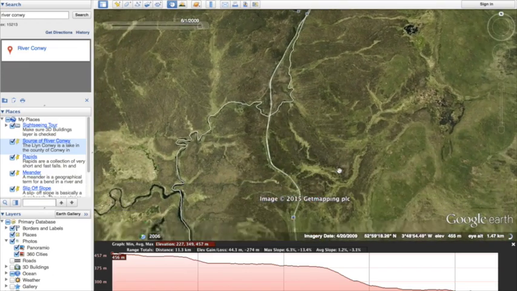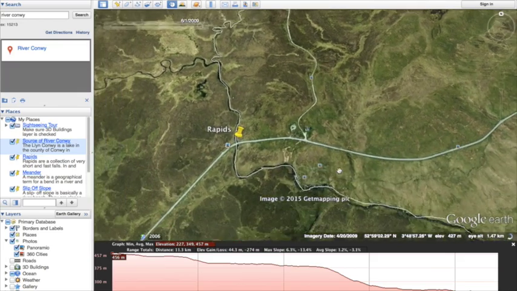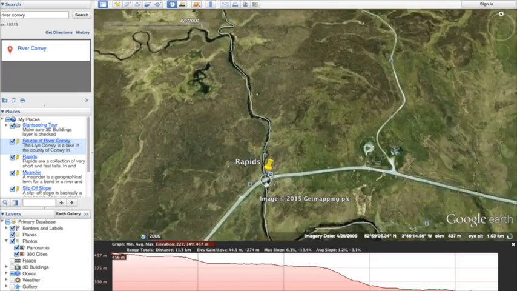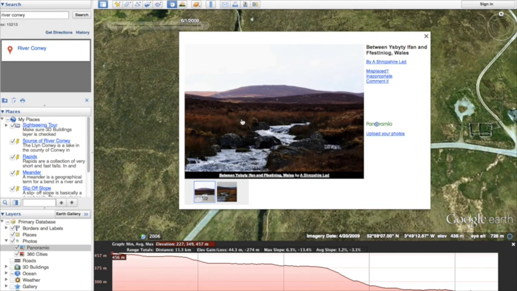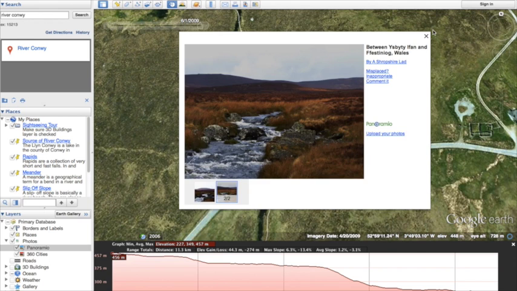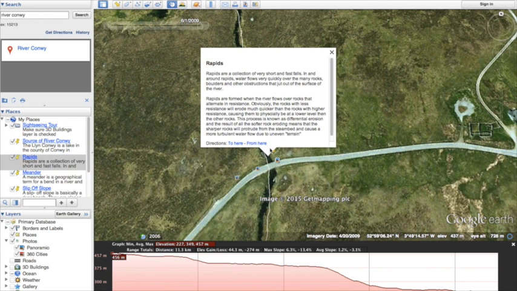So let's move on to our first landform, a bit downstream, which is the rapids. So this first is showing you how rapids look. Yeah, they look like these. And rapids are a collection of very short and fast falls. In and around rapids, water flows very quickly over the many rocks, boulders, and other obstructions that jut out of the surface of the river.